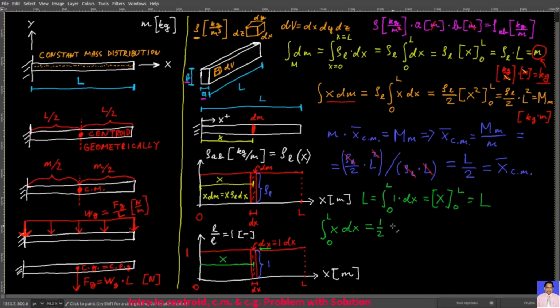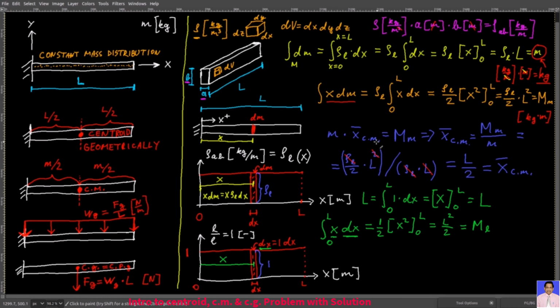So you will have 1/2, and then you evaluate this x squared from 0 till L. You will have L squared over 2, and let's just call this result ml. Again, this is not a moment, it doesn't have a direction, it's just the differential length times the distance of that differential length from the beginning of the beam, and then you add them all up using the integral.